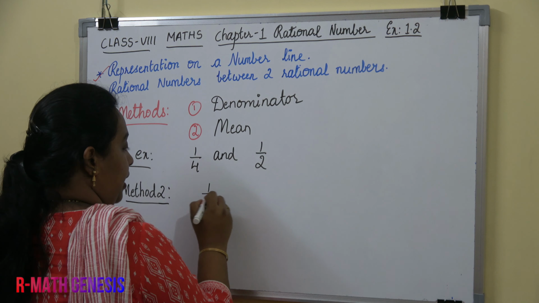So these are the two different methods we use to find rational numbers between two rational numbers.